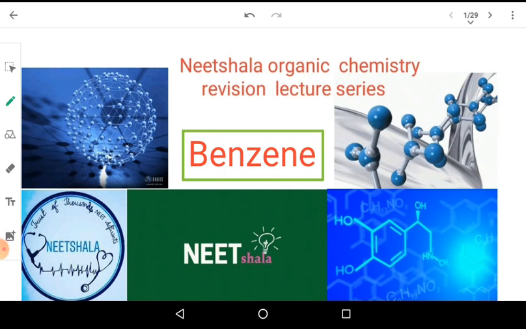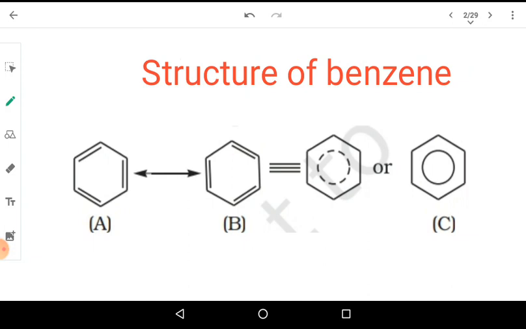In this part, we will be covering the topic of benzene and we will also be completing the chapter hydrocarbons. So let's get started with the topic of benzene. The first part is the structure of benzene.